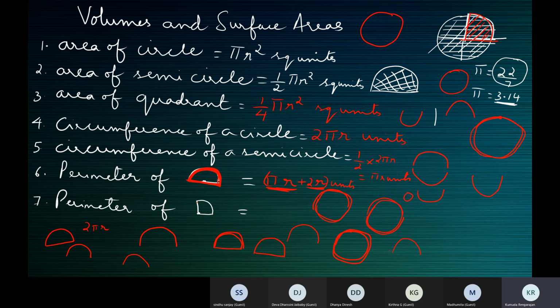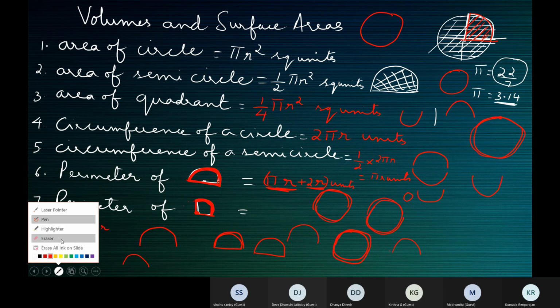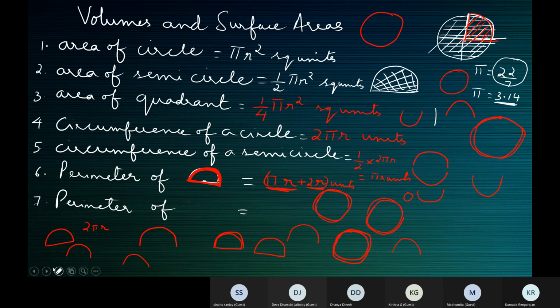Now tell me for the last one, what's the perimeter of this piece? You can see a part of the circumference of the circle here. You can see 1/4 of the circumference of the circle here. And then you see the radius here and the radius here. This is radius because center to, complete the circle you can make out.